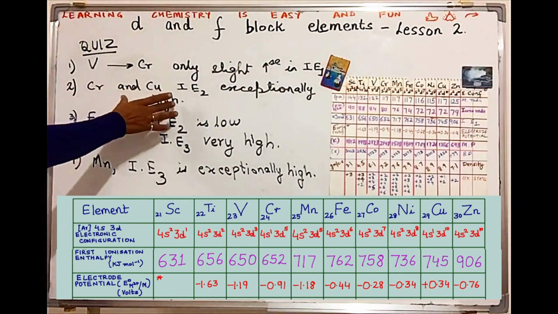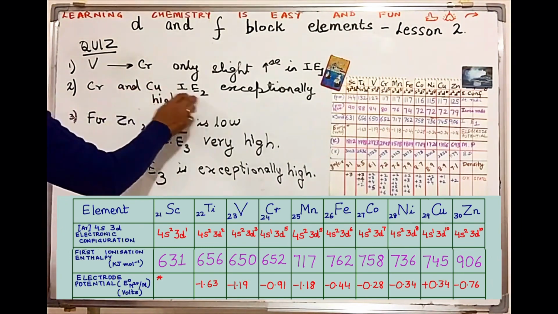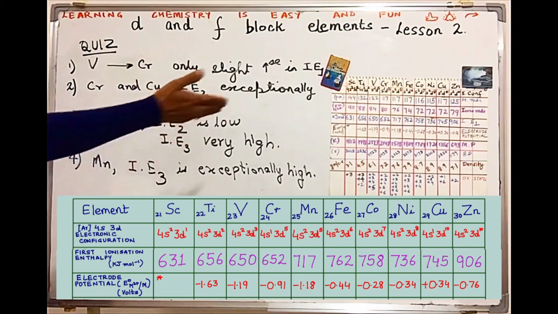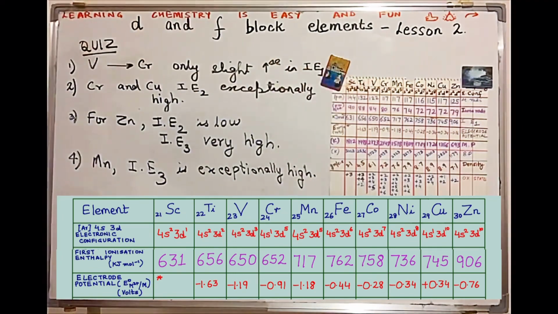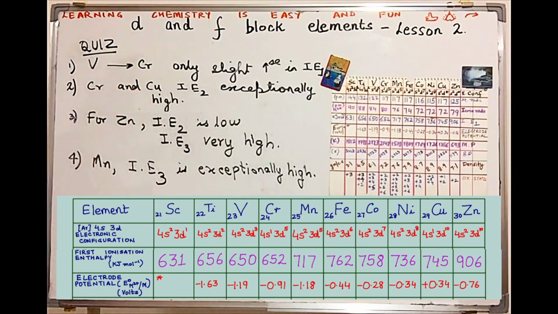Chromium and copper, remember something different about them in their electronic configuration? The second ionization energy is exceptionally higher. The values are not listed here. Please refer to any of your textbooks to get me the values of IE2 for chromium and copper. For that reason, you will also open your textbook, right?